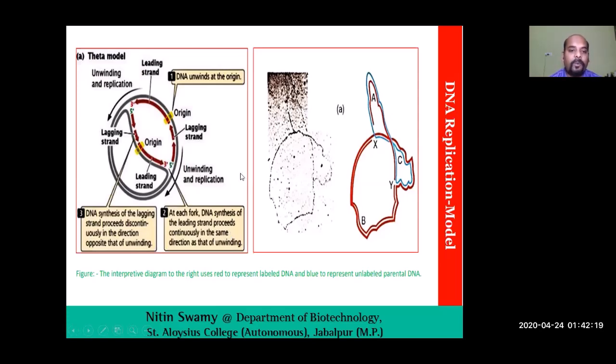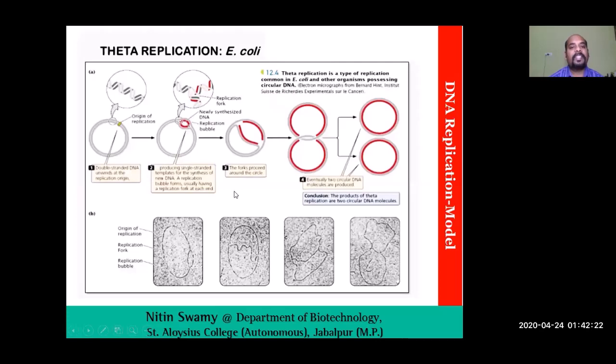And what John Cairns did, he took E. coli cells and isolated DNA from those cells and kept that DNA onto radiographic plates. And after some time, he got some distinct shapes on the basis of which he called this model the Theta model. In these diagrams, you can see these are radioactive plates, and the images he got were very peculiar. And if we see the above part of this picture, we can see the same thing he saw in his radiographic experiments.